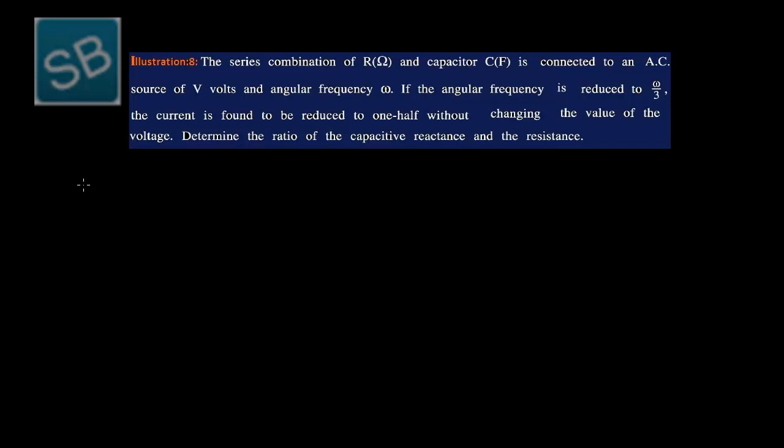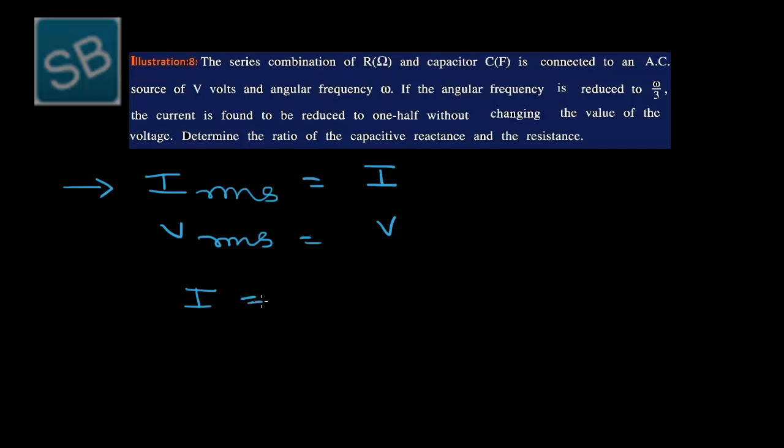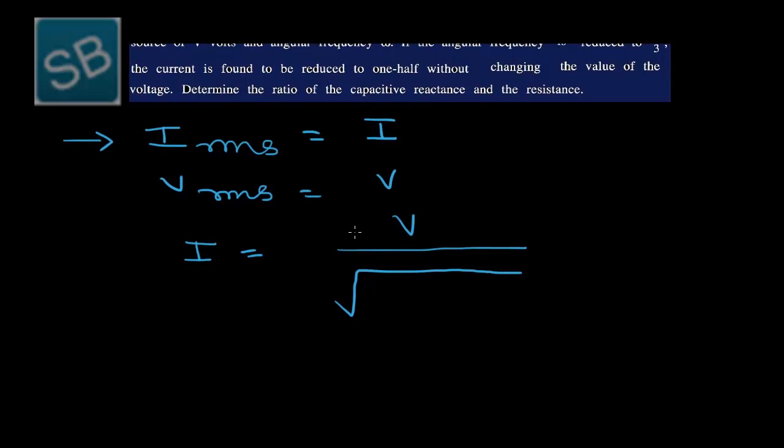So first of all, I have considered my analysis by this assumption: I_RMS as simply I and V_RMS as simply voltage V. The values of I and V are related by this equation: I is equal to V over the value of Z, and here the value of Z is only in terms of R and C because there is absence of an inductor. Such an idea you have to apply by studying the statement of the illustration.